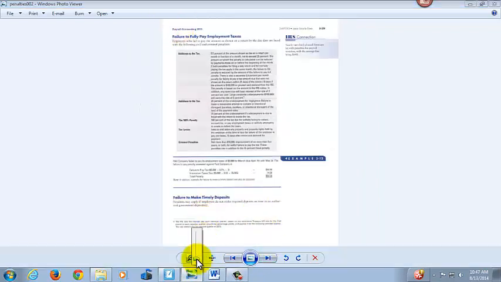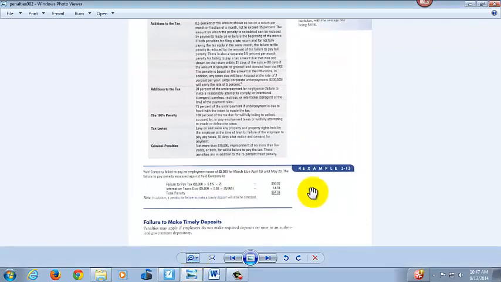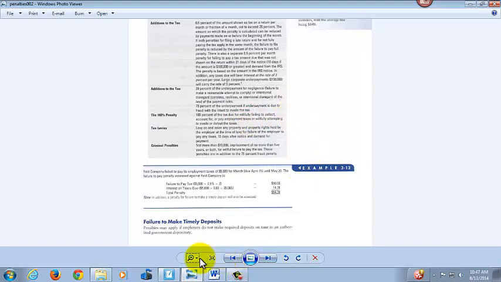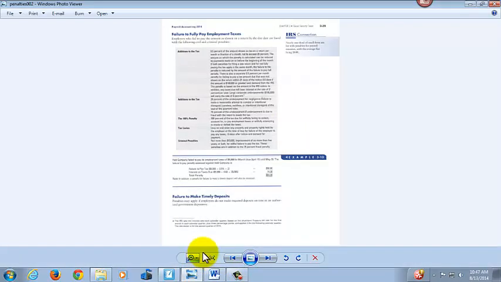So the next one we have is failure to fully pay employment taxes. In this case, what I've got is 0.5% of the amount shown as tax on a return per month or fraction of a month, not to exceed 25%. And also down here, in addition, any taxes due will bear interest at a rate of 3% per year. So this 3% is an interest rate, and it's an annual interest rate.